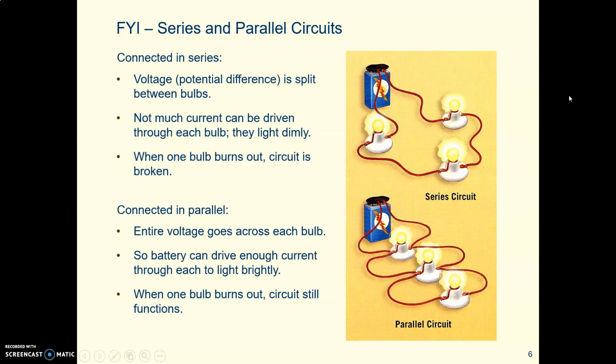Now, you might be familiar with this idea if you've ever messed around with holiday lights, like you're going to put on a tree or put on the outside of a house. In the olden days, those holiday light strings would be wired in series, and if one of the little bulbs burned out, the whole string went dark. Then people figured out, hey, we should wire these in parallel. So they did, and now if one bulb goes out, the rest of them stay lit.